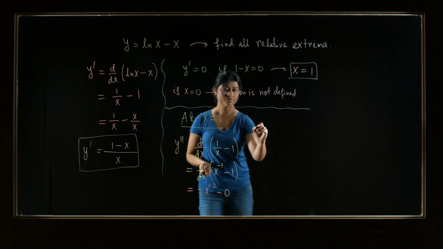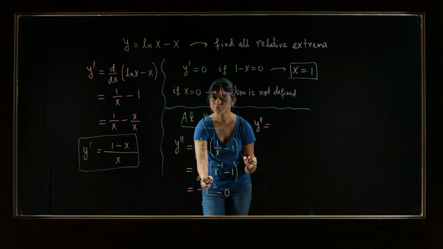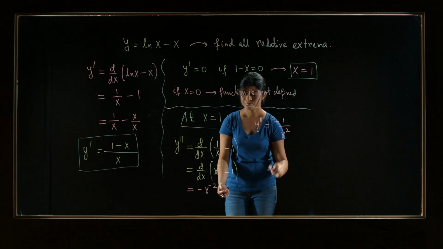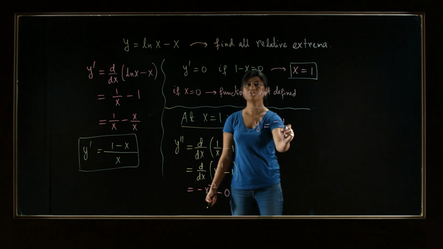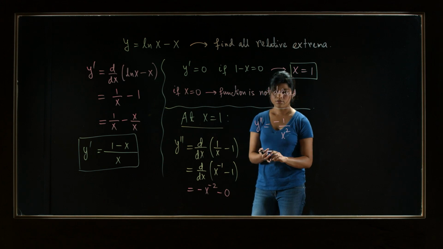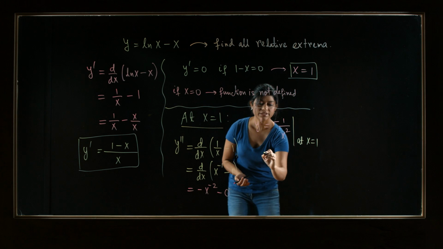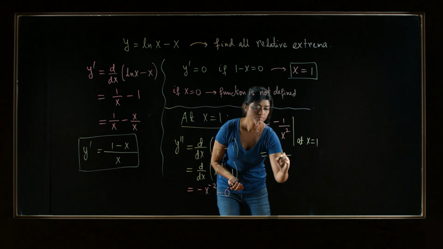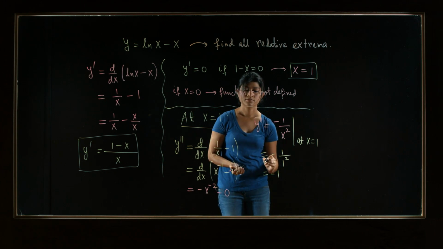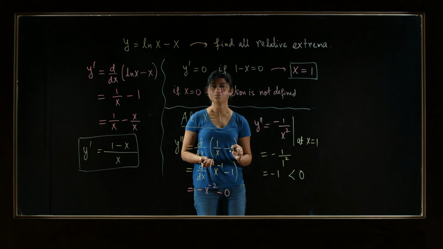And therefore we have the second derivative. Now rewrite this one more time using the exponent property to say this is negative 1 over x squared. And the 0 just goes away. So this is our second derivative. And we have to figure out what is happening at x equals 1. So what is the second derivative at x equals 1? Well, that is nothing but 1 over 1 squared with a negative sign. So this is negative 1. So the second derivative is negative at x equals 1.